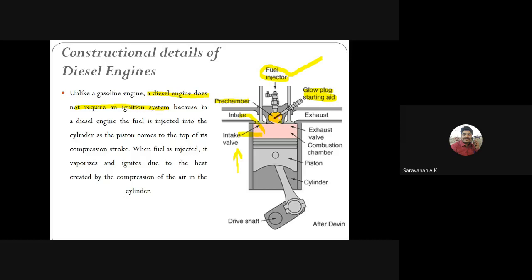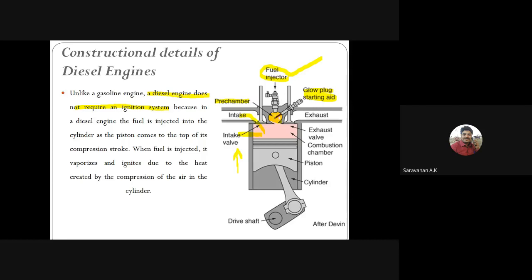So only the air will be compressed, right? The air will get maximum temperature. It will get a higher pressure as well as a high temperature. At the high temperature, we have to supply the fuel. We have to spray the fuel from the fuel injector, right?